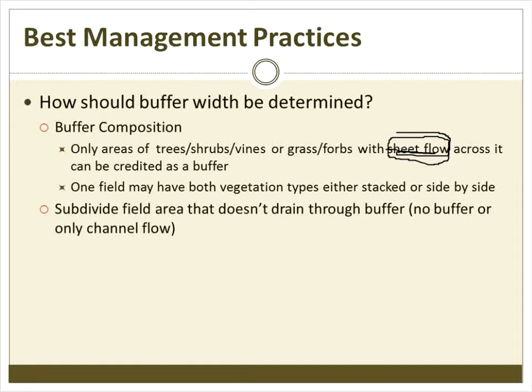We don't care what the vegetation looks like. It can be trees next to the stream and grass next to the trees. It can be all trees. It can be all grass. It can be all shrubby, viney materials. Again, it must, however, have this sheet flow.